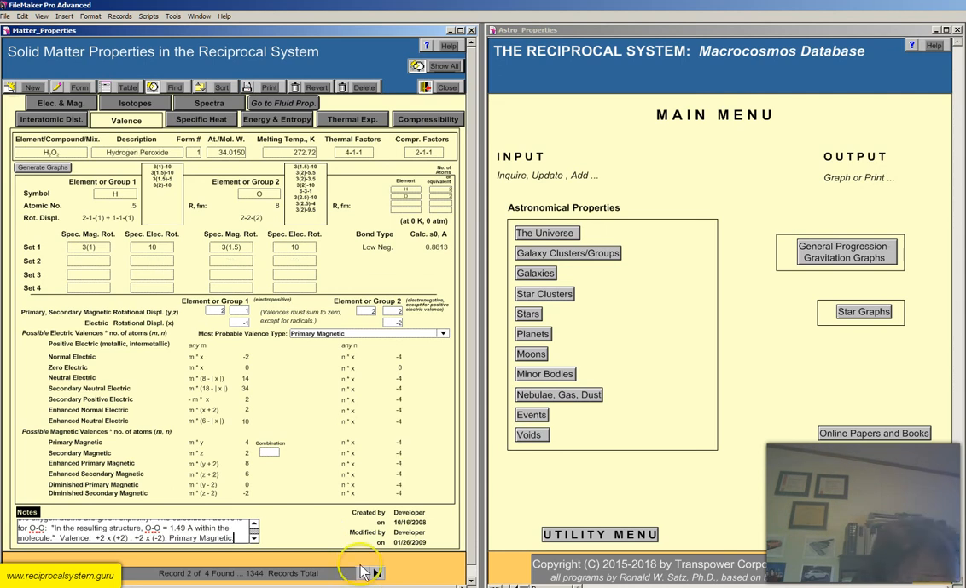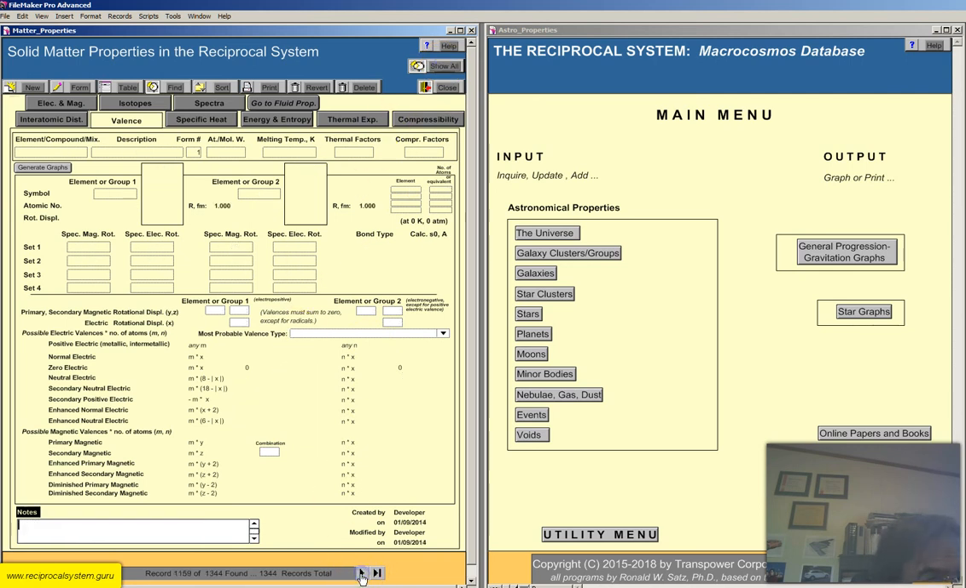Here's hydrogen peroxide, for example. The most probable valence type is primary magnetic. So I come down here, m times y is 4, n times x is minus 4, so that kind of makes sense. And here we have H is element 1 and O is element 2. And, you know, I've got 1,344 total compounds together with the elements in here. I have to go back to show them all.